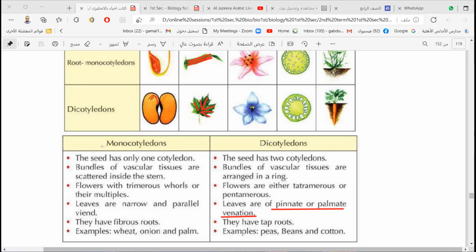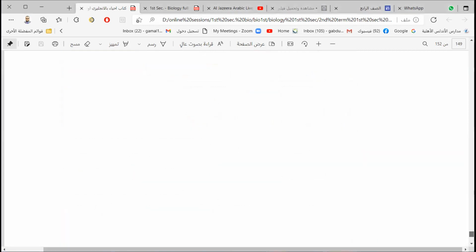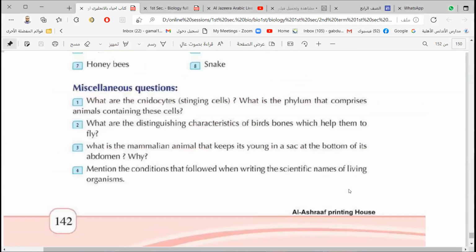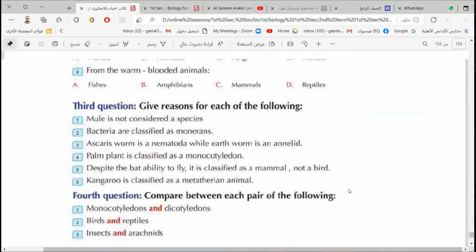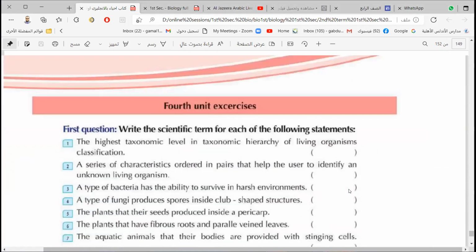This is the answer to our question. The answer of our question is what now? What is the answer of our question? It is Monocotyledon. The answer of our question is what? Monocotyledon. Okay. Next question for Salma.